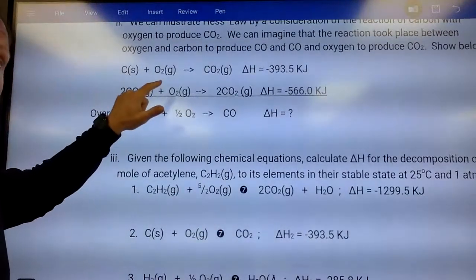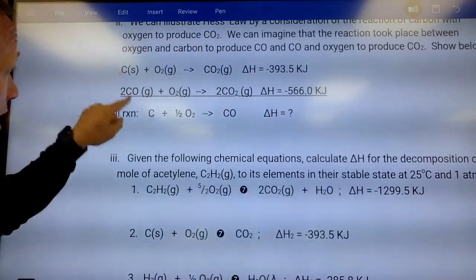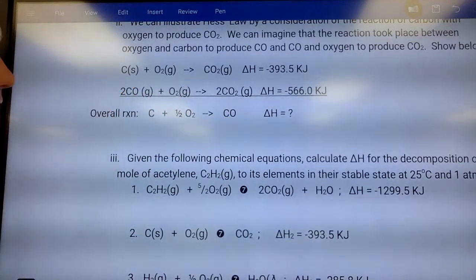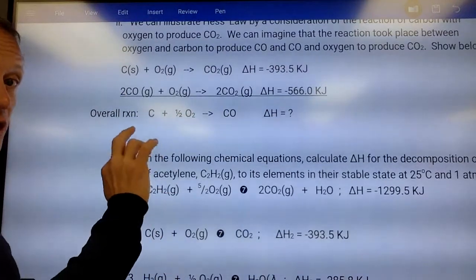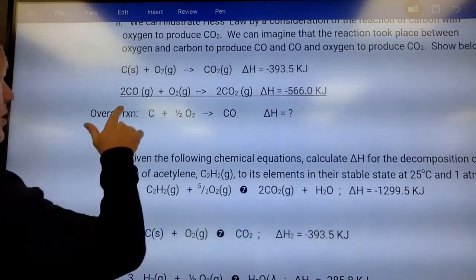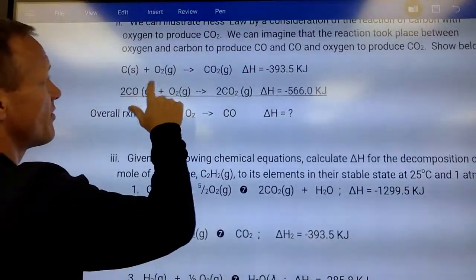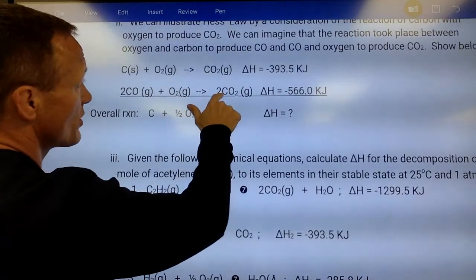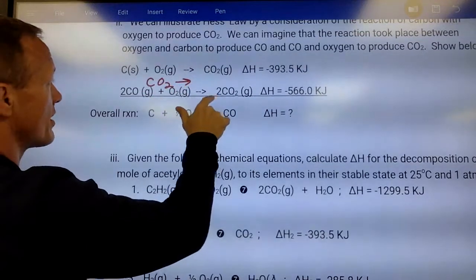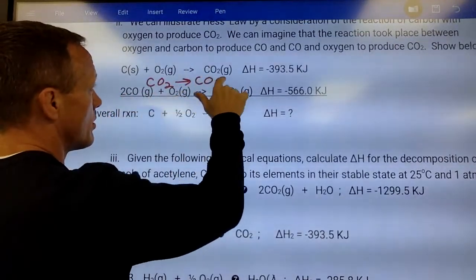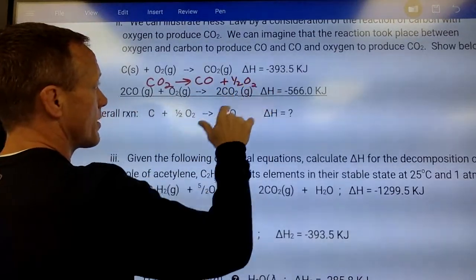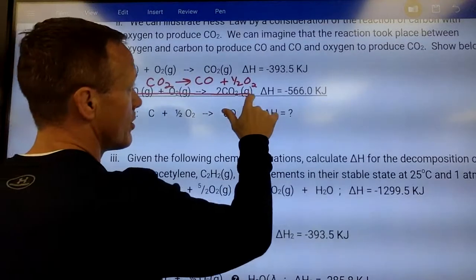I'm pretty sure I want to leave the first one the way it is, because I want to use it. I want a mole of carbon on the left-hand side for my overall reaction. I want 1 mole of carbon monoxide on the right-hand side, and right now I have 2 moles on the left-hand side. So I'm going to flip that second equation and divide it in half. Flip it and divide it in half. So if I do that here, I'm just going to write that right here. If I flip it and divide it in half, that's going to make this become 1 mole of CO2 makes 1 mole of CO plus a half a mole of O2. So I just flipped this and divided it in half.